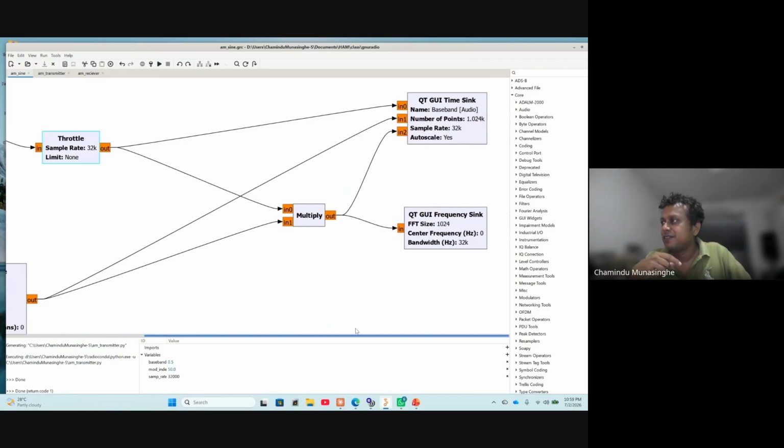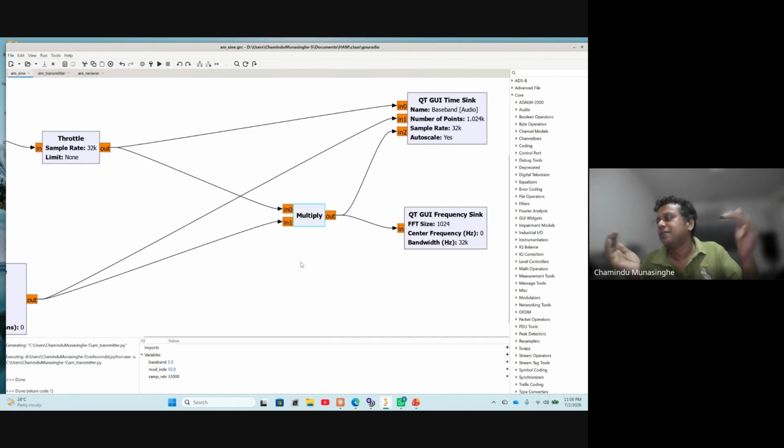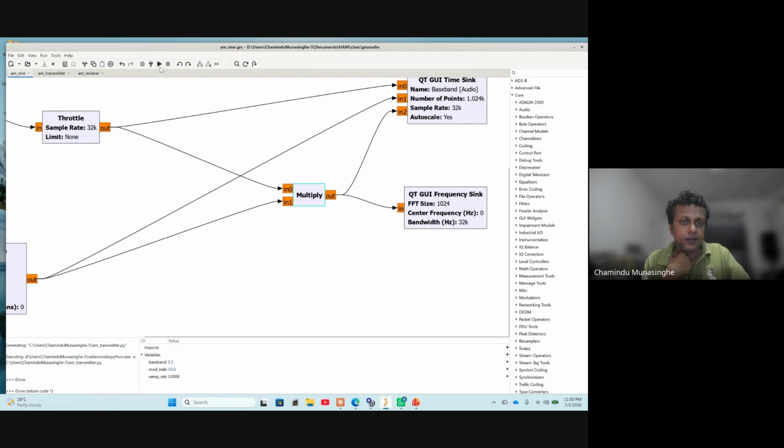Anyway, we have the signal source, and then what I'm doing is multiply. I told you that mixing two signals is essentially multiplying them, and then I send it to the time sink as well as a frequency sink. This frequency sink is basically a spectrum analyzer, a software-based spectrum analyzer. It uses the fast Fourier transform to display a frequency domain representation. Okay, I think that covered it. Let me just run it for you. Now this generates Python code and runs it.